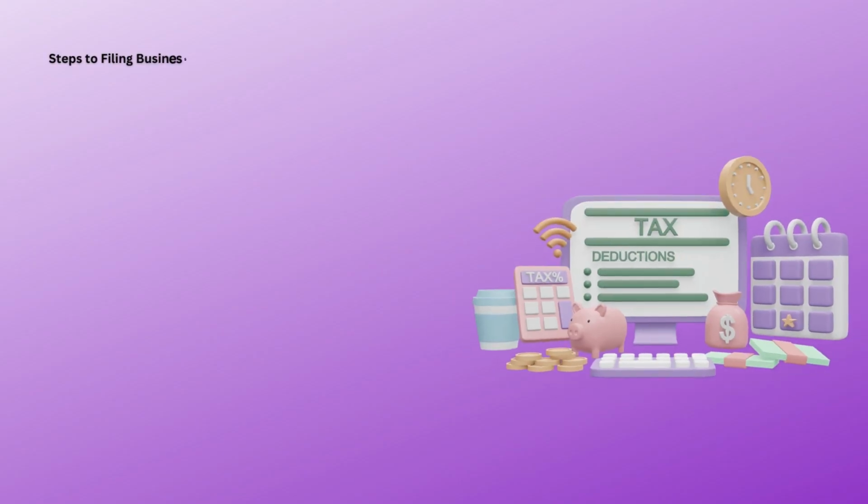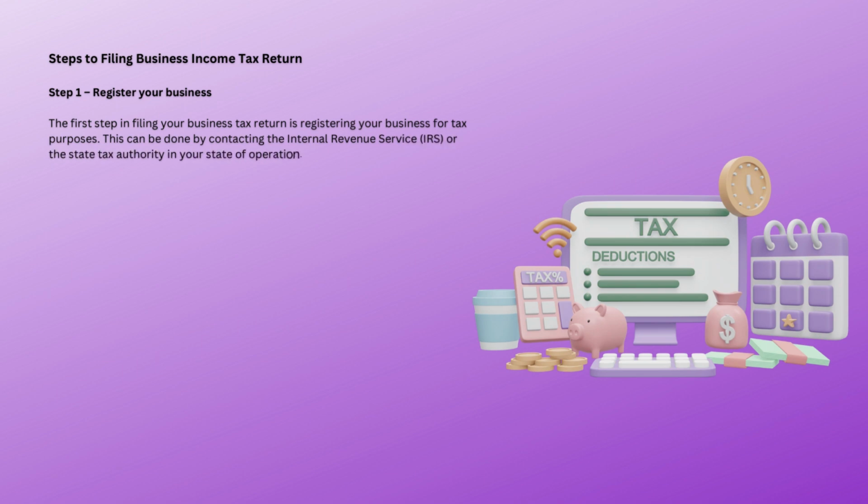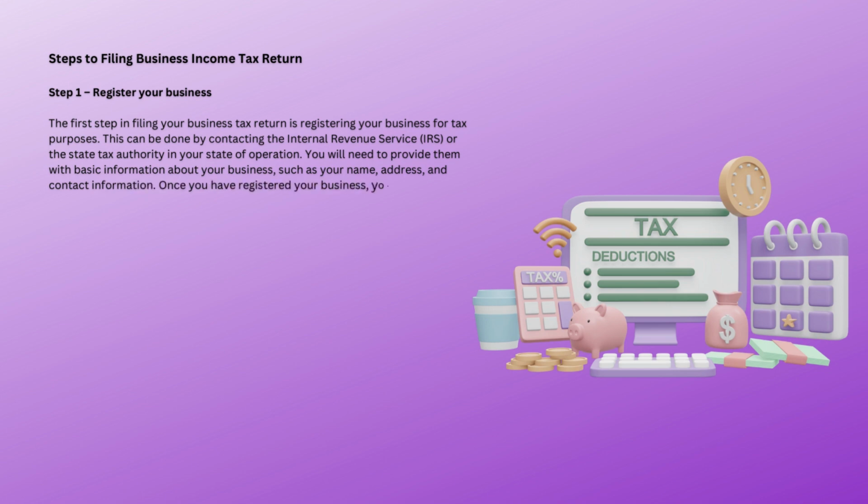Steps to filing business income tax return. Step 1. Register your business. The first step in filing your business tax return is registering your business for tax purposes. This can be done by contacting the Internal Revenue Service, IRS, or the state tax authority in your state of operation. You will need to provide them with basic information about your business, such as your name, address, and contact information. Once you have registered your business, you will be given a taxpayer identification number, TIN. This number will be used on all future tax returns and correspondence with the IRS.